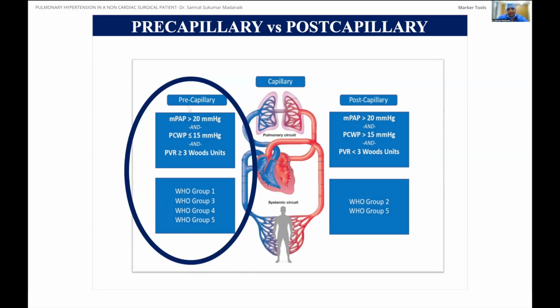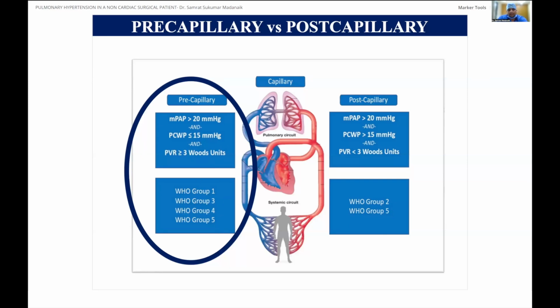So how do we do that? Basically, a patient is classified as having pre-capillary pulmonary hypertension when the mean pulmonary artery pressure is more than 20 mm of Hg, the pulmonary capillary wedge pressure is less than 15 mm of Hg, and the pulmonary vascular resistance is more than 3 Wood units.